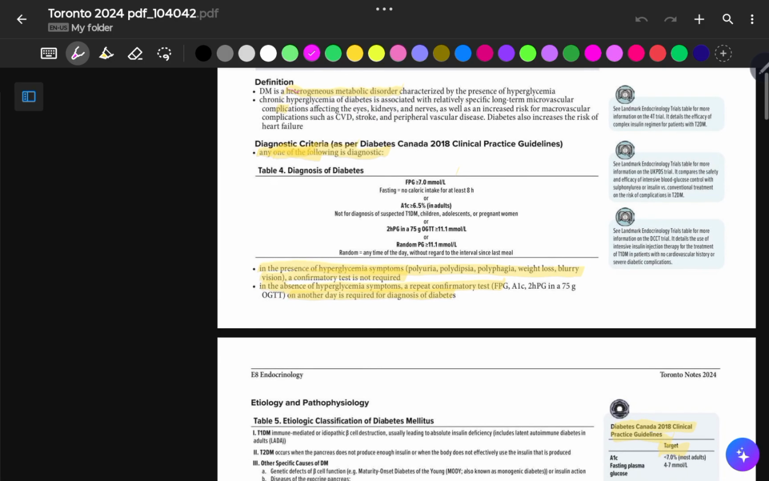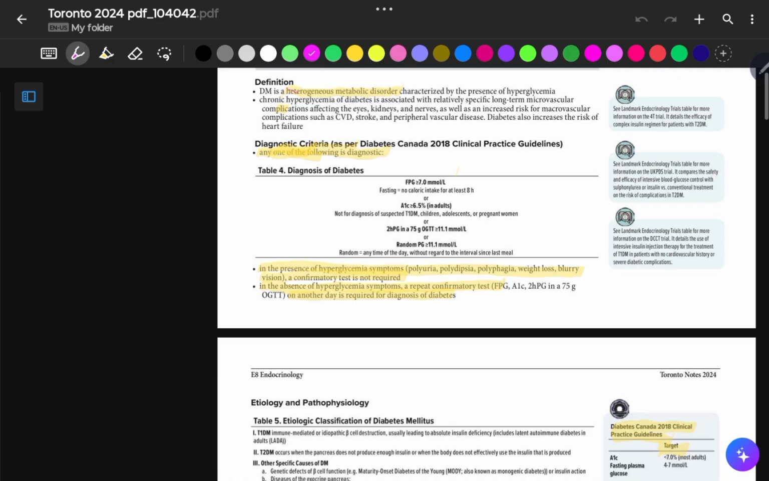What is the diagnostic criteria for diabetes? Any one of the following is diagnostic. Looking at table 4, diagnosis of diabetes. The first one is your fasting plasma glucose. If your fasting plasma glucose is more than 7 mmol per liter, where fasting means no calorie intake for at least 8 hours. Any of these are diagnostic. Or you have an HbA1c of more than 6.5% in an adult. Remember, HbA1c is not a diagnostic tool if you're suspecting type 1 diabetes, and it is not to be used in children, adolescents, and pregnant women. You can only use it in adults.